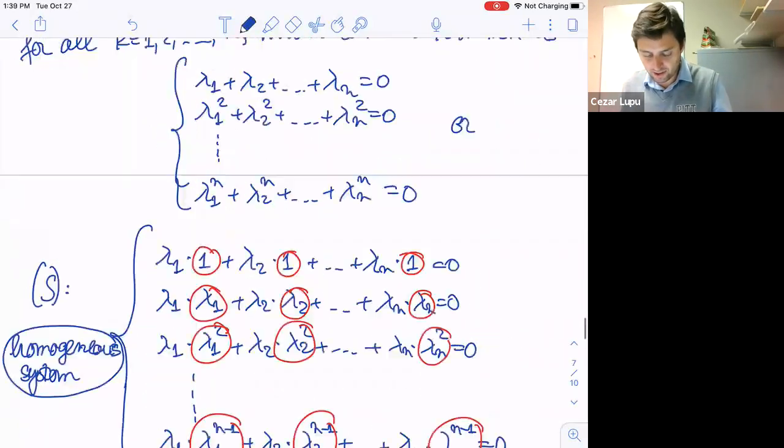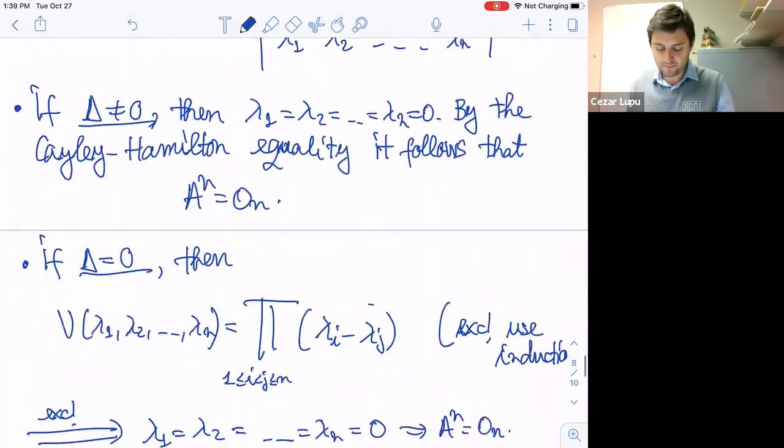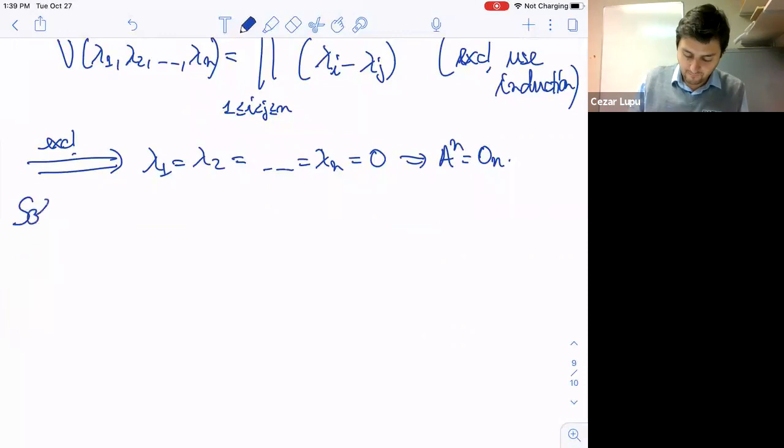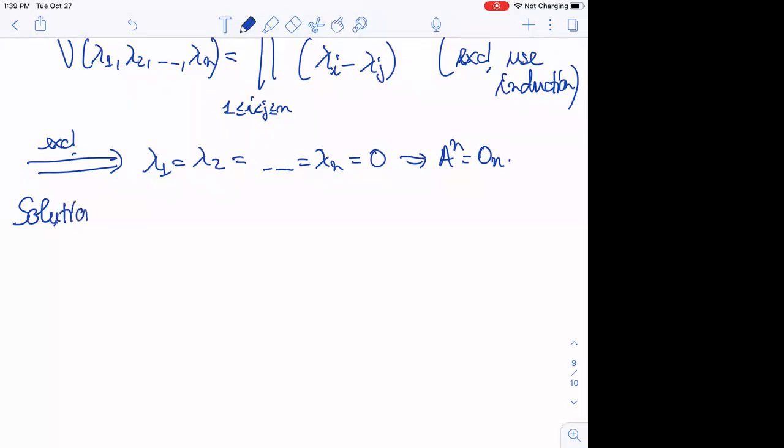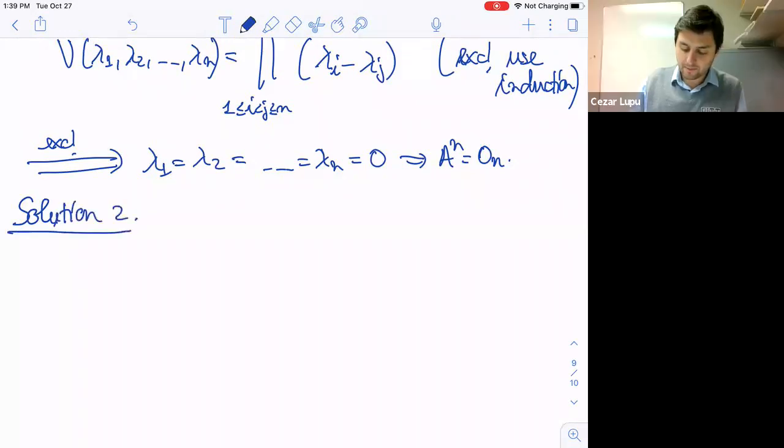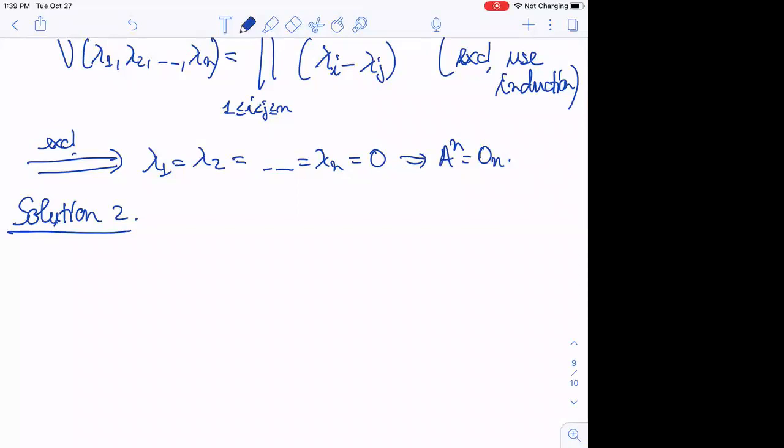I want to show you that other way as well. Solution 2 for this implication. Is it clear what I'm saying, Jack? Is it clear? Yeah. All right. That's good. What about others? Timothy? Yeah. Okay, that's good.